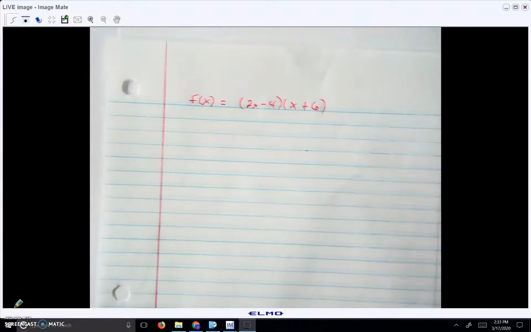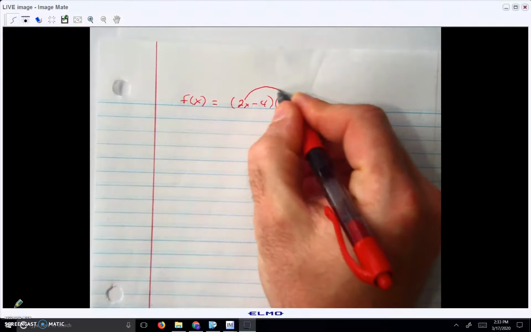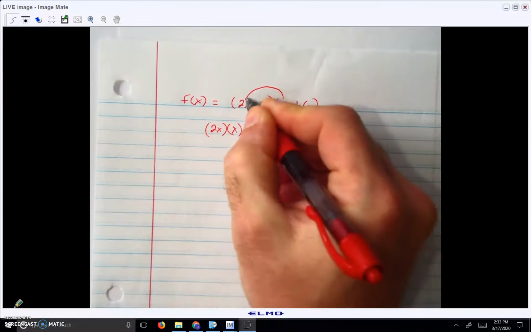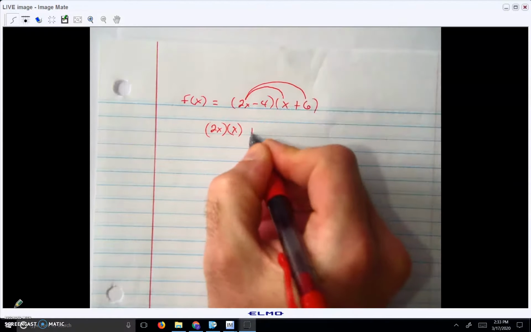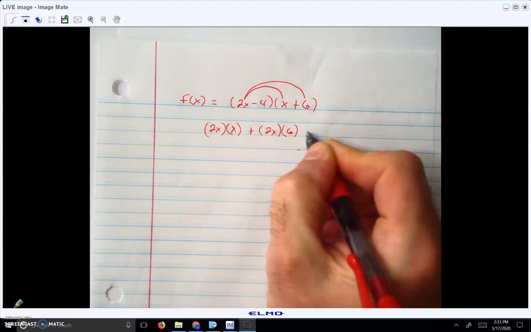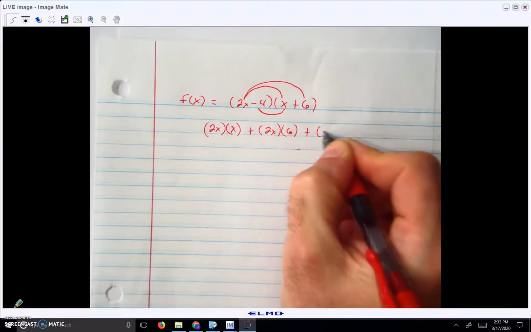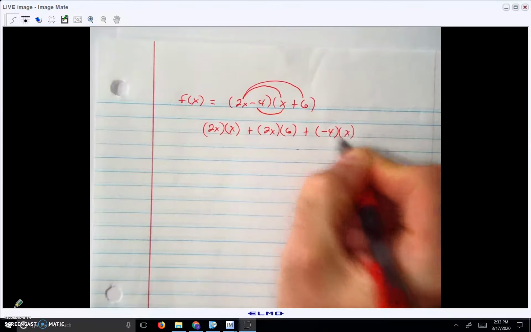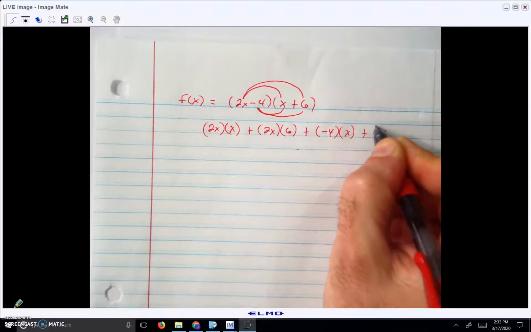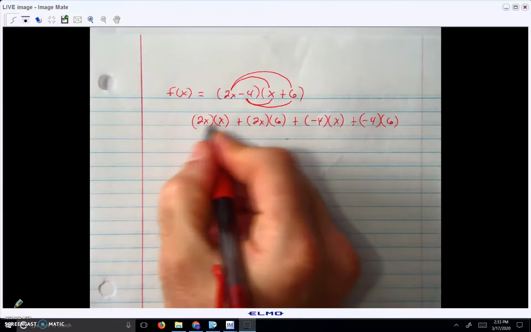To change it into standard form, I multiply the factors together. So I'm going to distribute 2x times x, and I'm going to distribute plus 2x times positive 6. And then I have to also distribute that -4, so plus -4 times x, and plus -4 times positive 6. Then I do the actual multiplication.